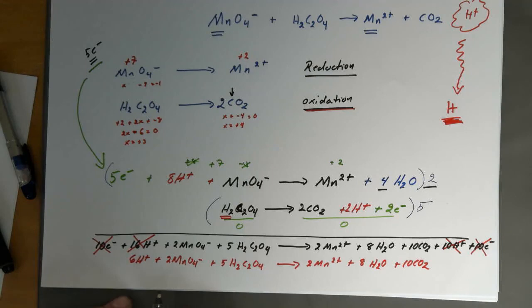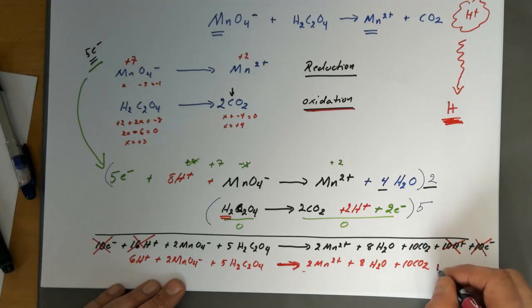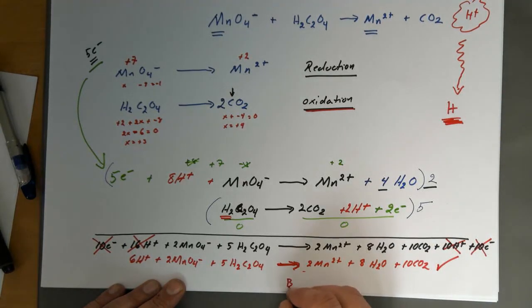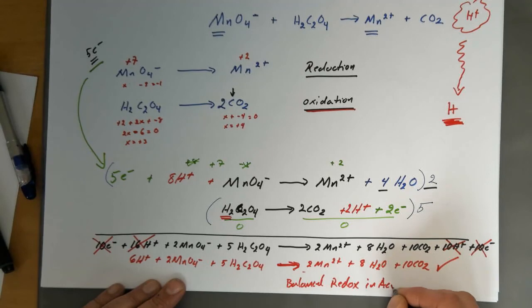So the reaction looks like this. 6H+ plus 2 MnO4- plus 5 H2C2O4 makes 2 Mn2+ plus 8 H2O plus 10 CO2. This is a balanced redox reaction in acid.